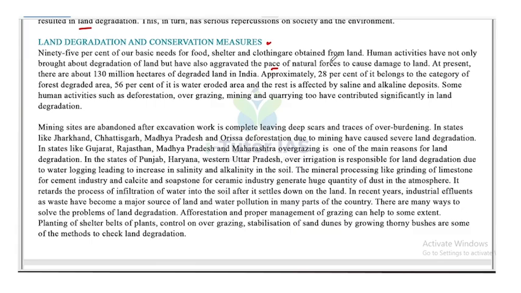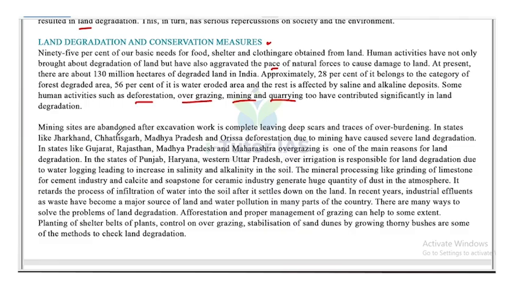At present, there are about 130 million hectares of degraded land in India. Approximately 28% of it belongs to the category of forest degraded area and 56% of it is water eroded area, and the rest is affected by saline and alkaline deposits. Some human activities such as deforestation, overgrazing, mining and quarrying too have contributed significantly to land degradation. So these are some factors which cause the land degradation.